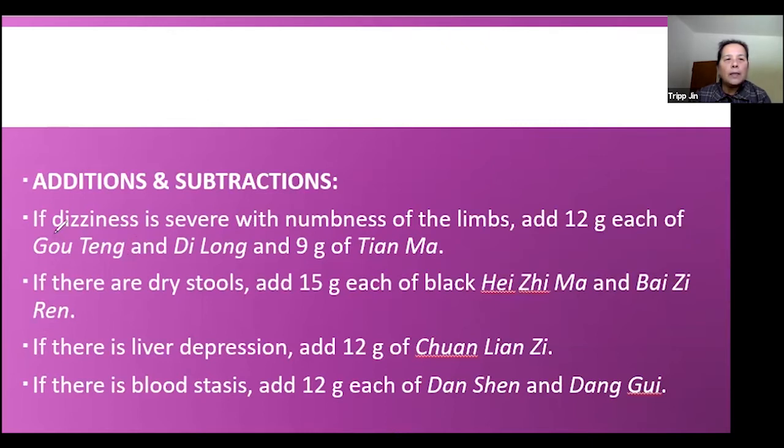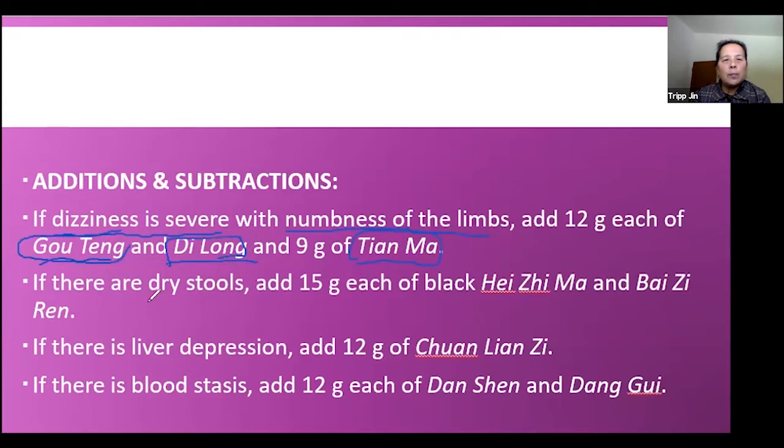If the patient's dizziness is more severe and maybe there is numbness of the limbs, those are some internal wind symptoms. So we add in 钩藤, 地龙, and 天麻. 钩藤 and 天麻 relieve internal wind, and 地龙 goes to the channels.